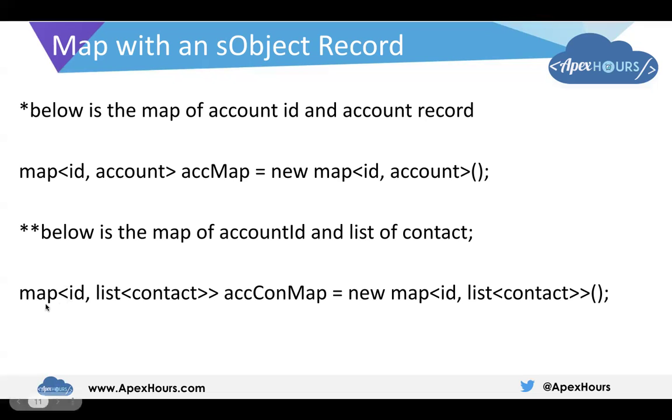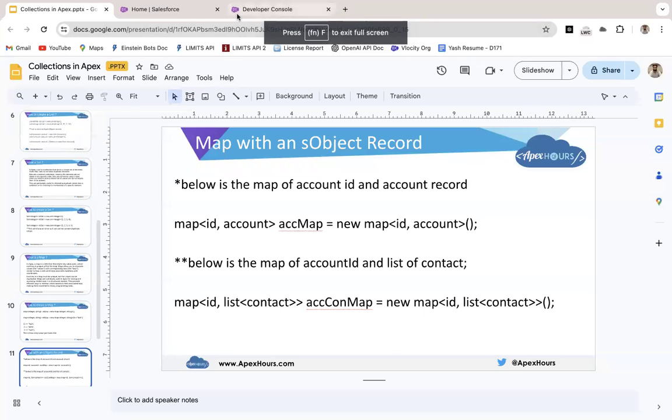Okay, now on the fourth line, map of ID comma list of contact, acc con map equals to new map of ID comma list of contact. Here in a map, we can store any type of data as key value pair. What if I want to create a map where the key is the account ID, and the value is the list of all the contacts associated to that account ID? Then we have to create map of ID comma list of contact. Correct?